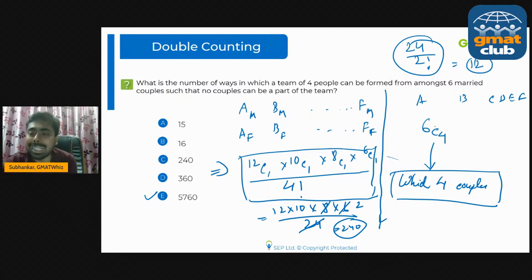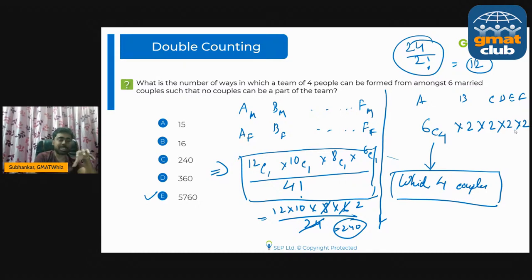Now, since I have selected the couples, each couple will give me two possibilities: either I take partner one, or I take partner two. So for the first couple, there will be two possibilities. Second couple, two possibilities. Third couple, two possibilities. Fourth couple, two possibilities.